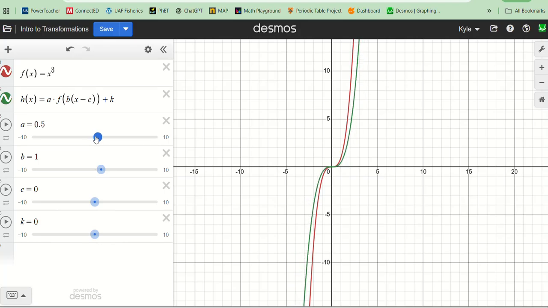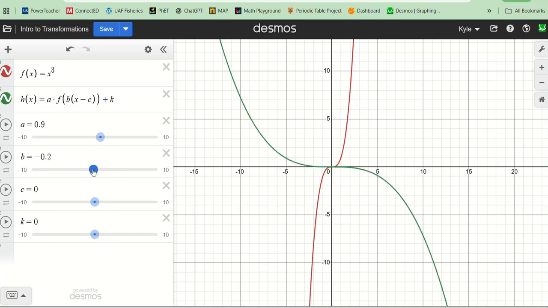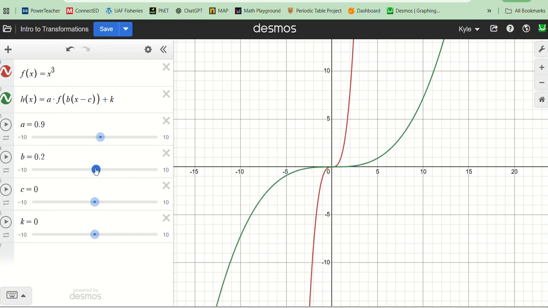Okay, so seemingly A is the one that changes the compression or expansion, right? But hold up here, because I'm going to hopefully blow your minds. I'm going to move B as well. Interesting. Hold on. I thought A made it thinner. B can make it thinner too? Now, there's issues with this. Obviously we can see what's happening.